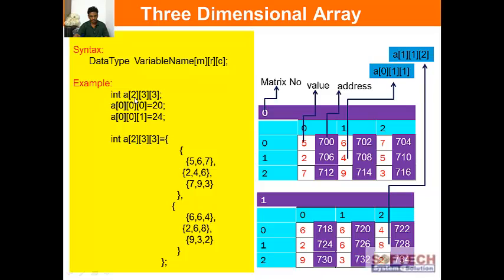For example, int a[2][3][3]. So 3 by 3, 3 rows 3 columns, and the total number of matrices is 2. So what is the total number of locations? 2 into 3 into 3, 18 locations are required. Since it is an integer, 18 into 2, 36 bytes are required. Here we put 0 0 0. This is a declaration. Here we initialize it: 0th matrix, 0th row, 0th column.